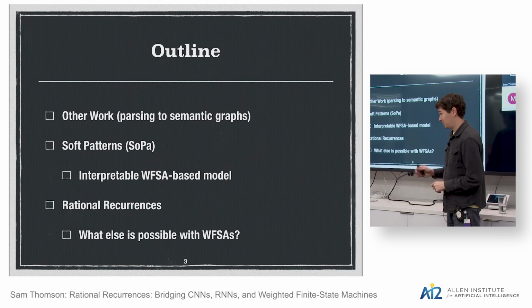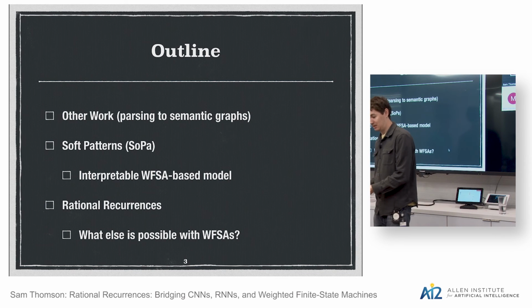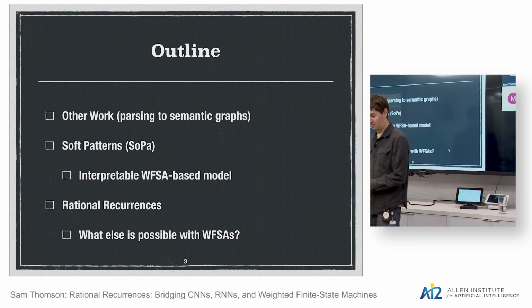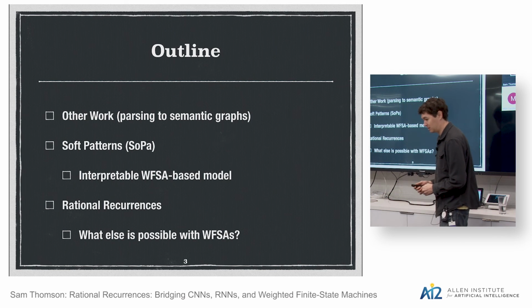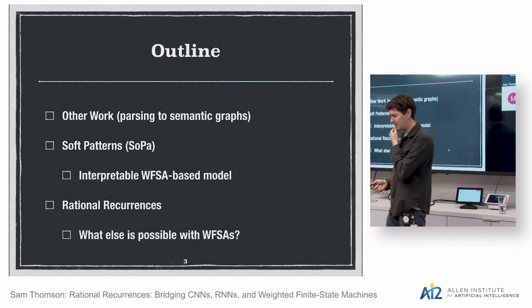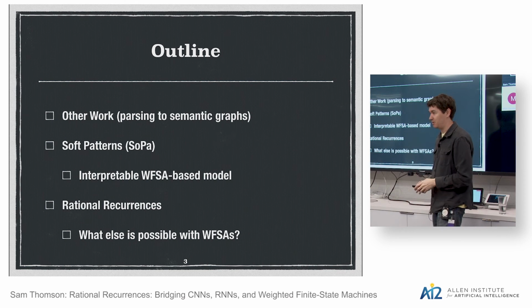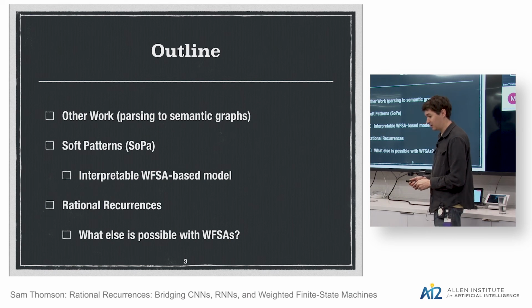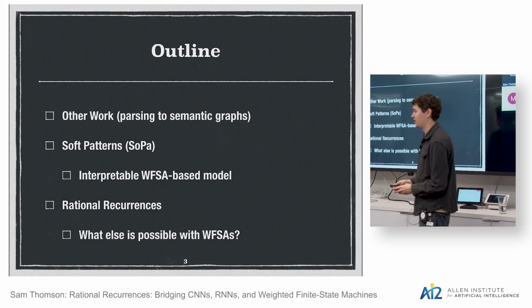So this is a job talk, so I'm going to talk a little bit about the graph-based semantic parsing work I've done earlier in my PhD, and then I'm going to get into these two papers. So the first one is work with Roy Schwartz and Noah called soft patterns, and that's our interpretable model that's a sequence encoder. And then I'm going to tease this EMNLP paper coming up called Rational Recurrences, where Hao Peng is the first author, and we explored the limits of what is possible with this approach.